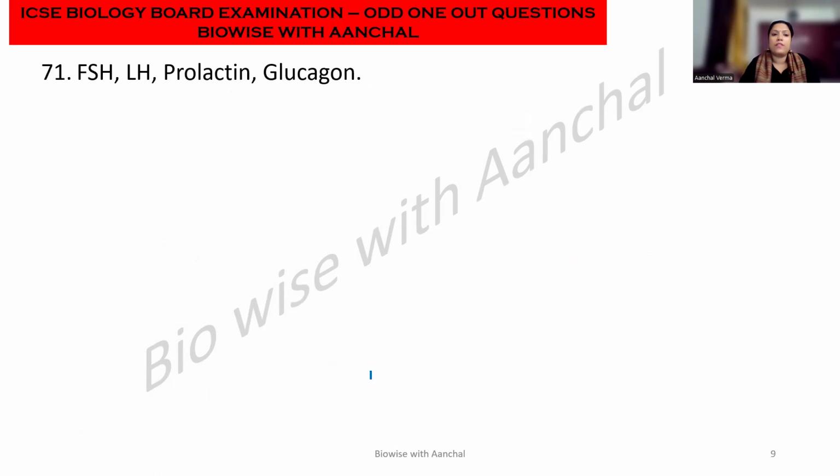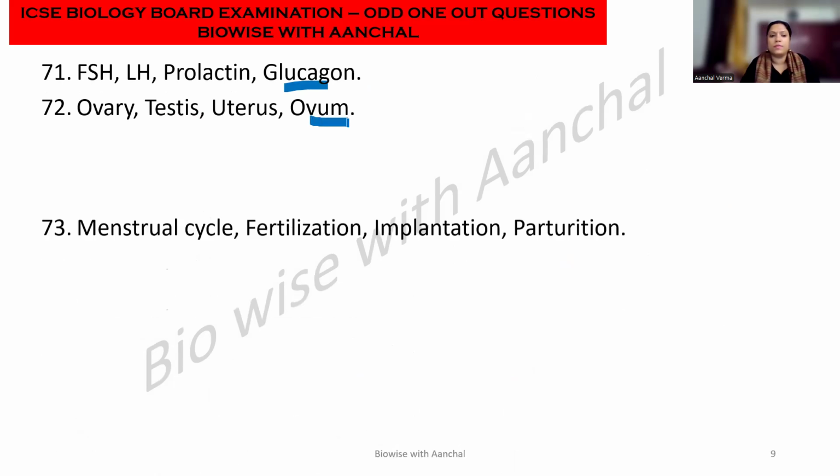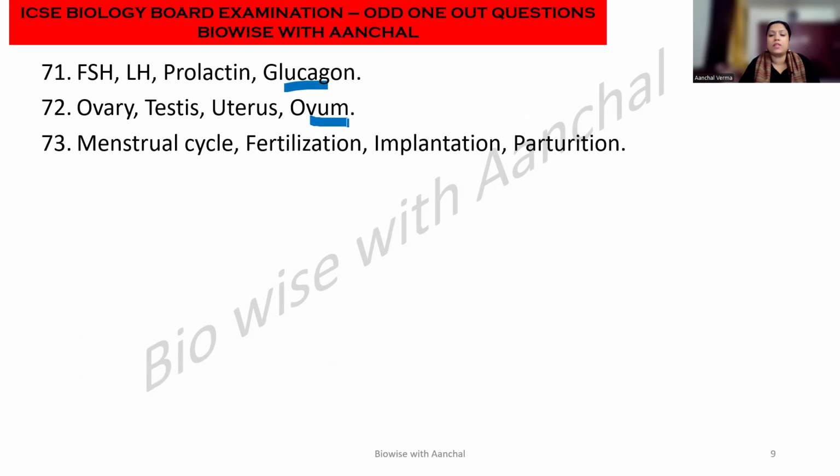Next one, FSH, LH, prolactin, and glucagon. Glucagon, because the rest are all released by the pituitary. Ovary, testis, uterus, ovum. Ovum is the gamete. The rest are all organs of reproduction. Menstrual cycle, fertilization, implantation, parturition. Now here, fertilization, implantation, and parturition are the stages of pregnancy. Menstrual cycle is when pregnancy does not occur.